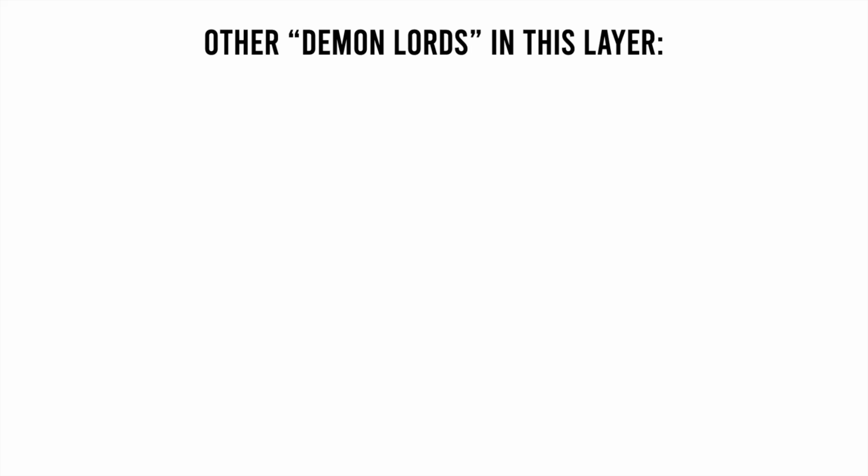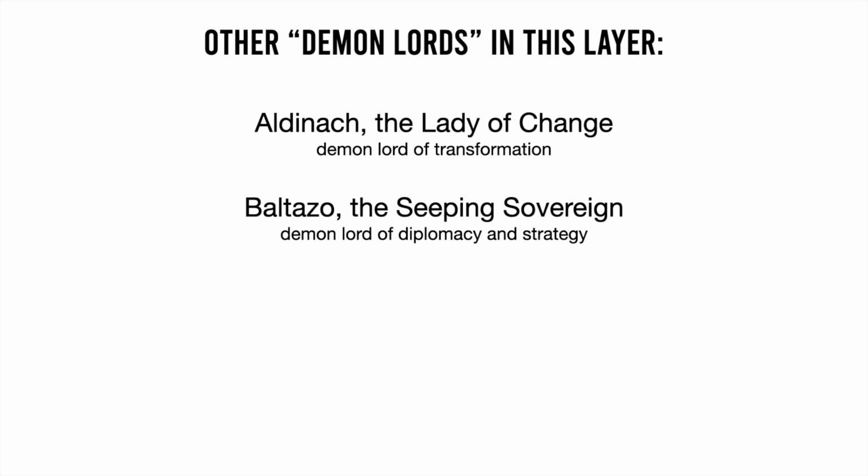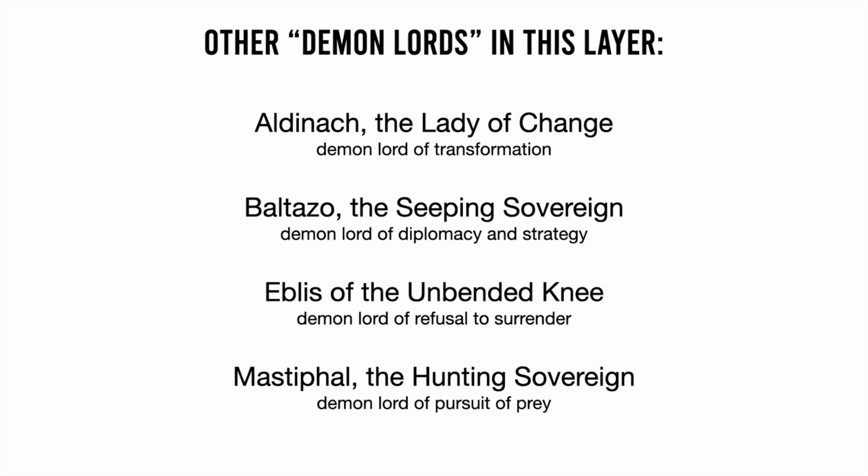The other demon lords that vie over control of this layer are Aldanach, the Lady of Change, Baltazau, retired general of the Blood War who watches over the Pit to Hallow's Heart, which is Fraz-Urb'luu's lair, Eblis of the Unbended Knee, and Mastafal, the Hunting Sovereign.